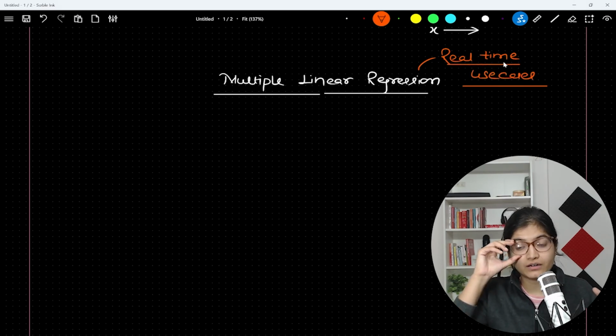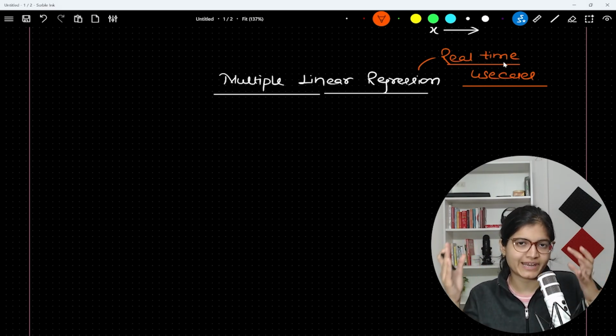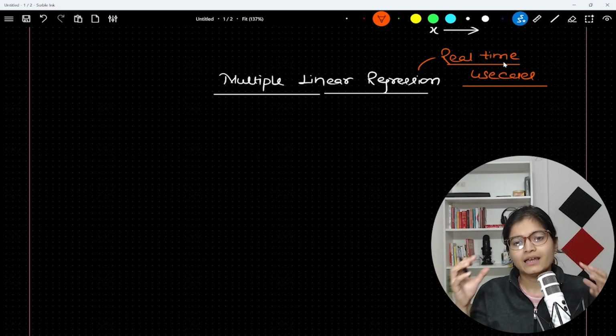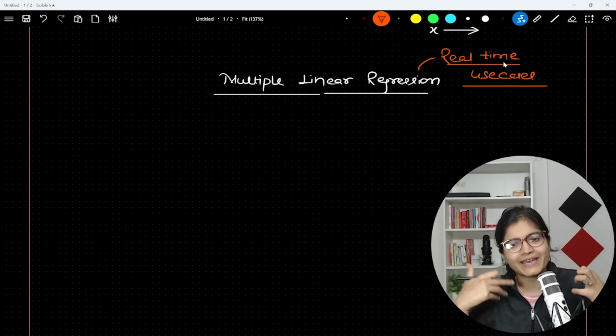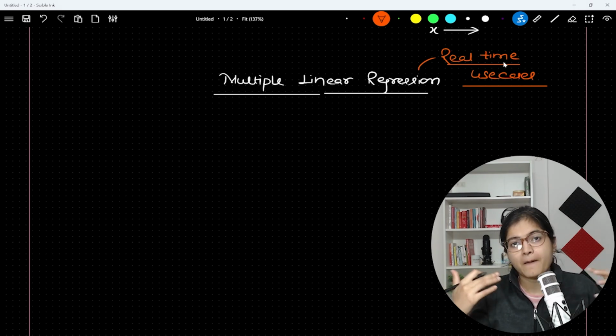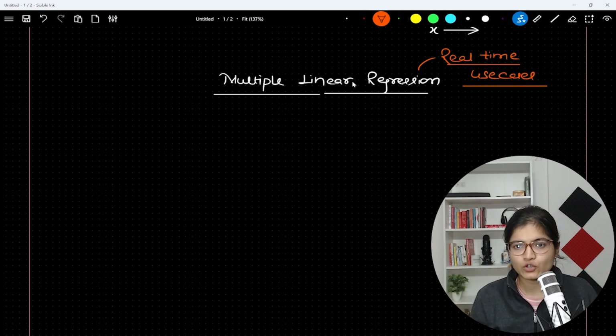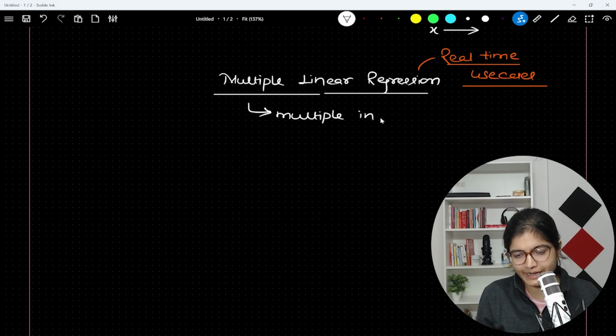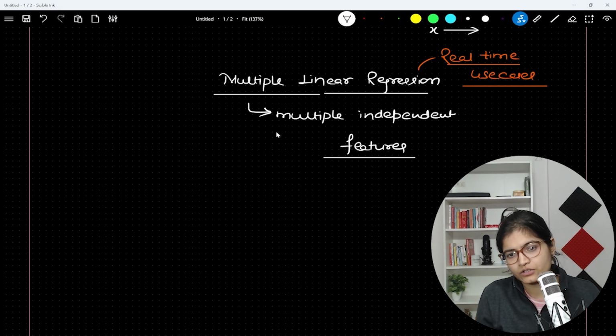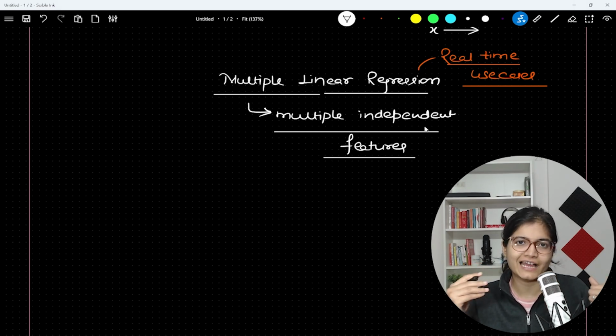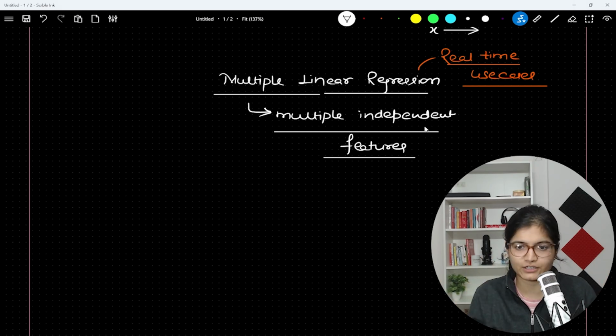So when we have multiple features, x1, x2, x3, x4, and so on, in that scenario you will call the same linear regression algorithm a multiple linear regression algorithm. So what is the meaning of this? Where we will be having multiple independent features. Make sense? So this is something that you will call a multiple linear regression.